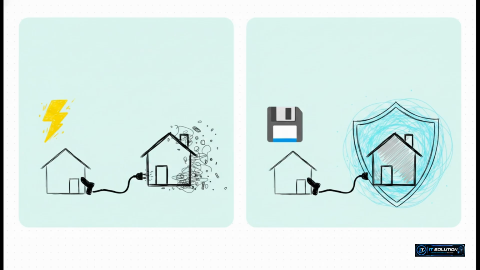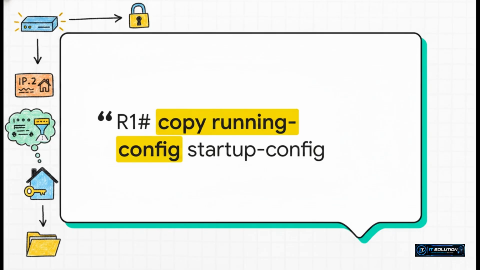We have to move our work to the startup config, which lives in NVRAM, or non-volatile RAM. This is the command that locks it all in for good: copy running-config startup-config. It takes the active working memory and writes it directly to permanent storage. Now, when the router reboots, it reads this startup file and instantly restores our hostname, our encrypted passwords, our interface IPs, and our default routes. The house flip is officially closed, saved, and ready for move-in.